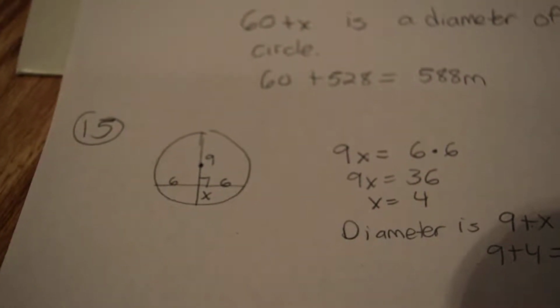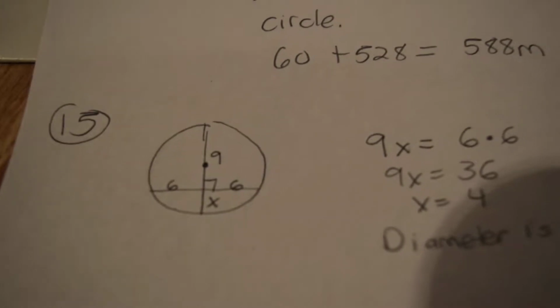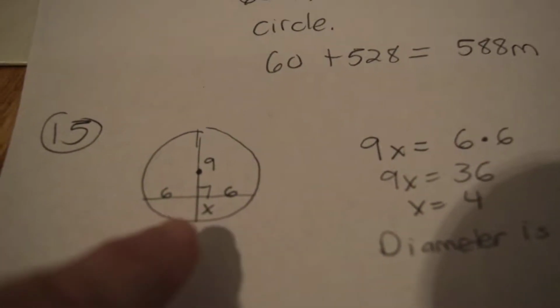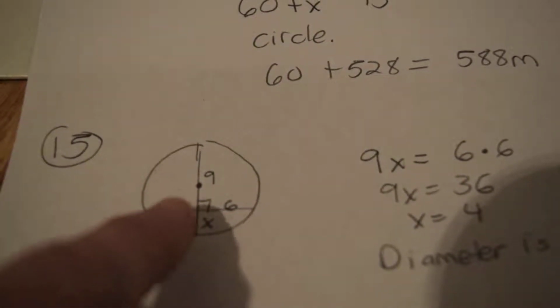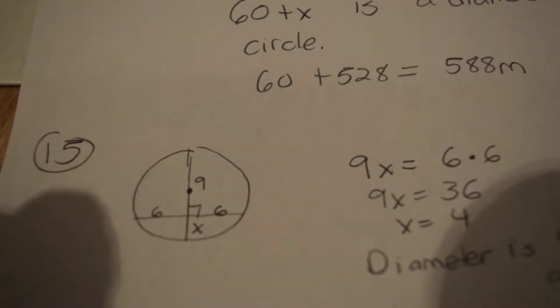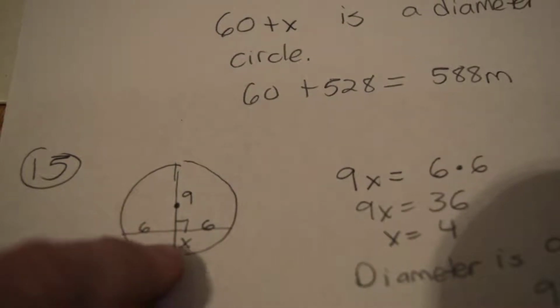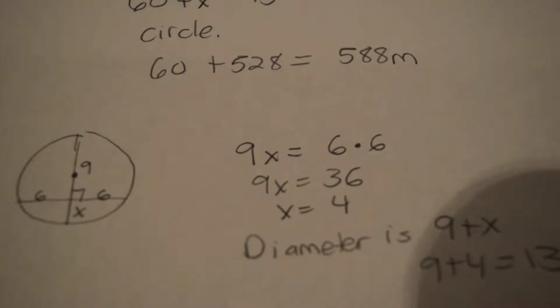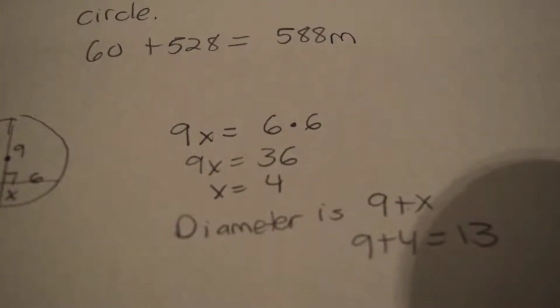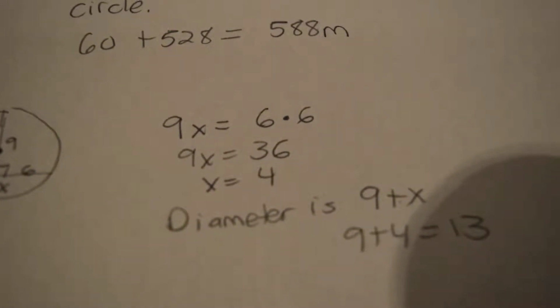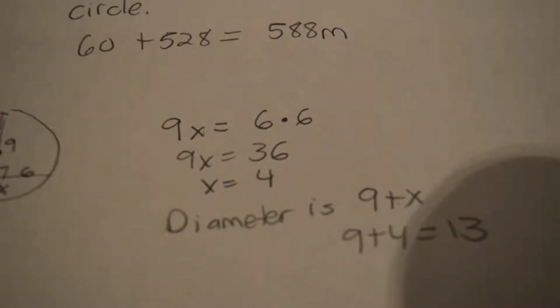Number 15 is following along that same idea. I knew that I had 12 for the chord, but it's coming in perpendicular, so I know it's being shared equally. So I gave each side 6. The 9 was given. I extended that missing piece of the cake and put the X. And part times part equals part times part. X is 4. The diameter is 9 plus the X, so the diameter is about 13.